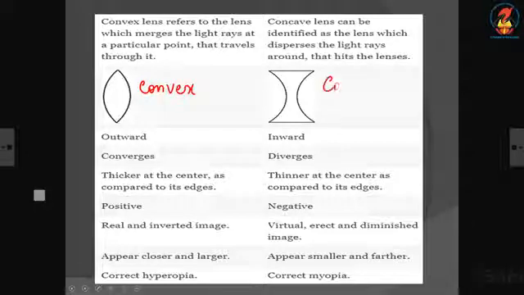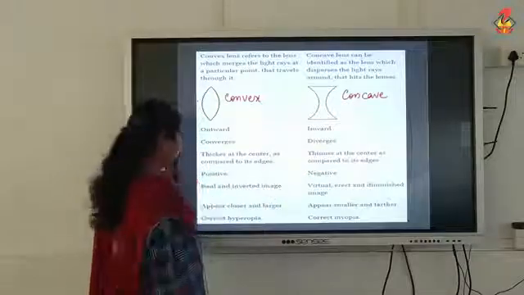Convex lens, concave lens. Now, a convex lens refers to a lens which merges the light rays that travel through it at a particular point. It will converge the light rays to a single point. A concave lens will diverge the light rays. A convex lens is curved outwards. This one is curved inwards. This one converges the light ray. Here it diverges the light ray.